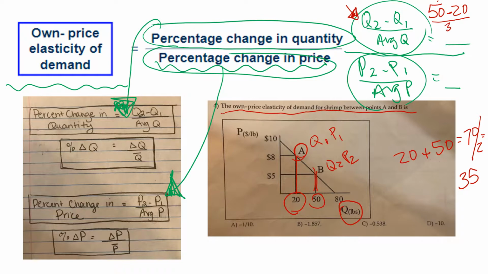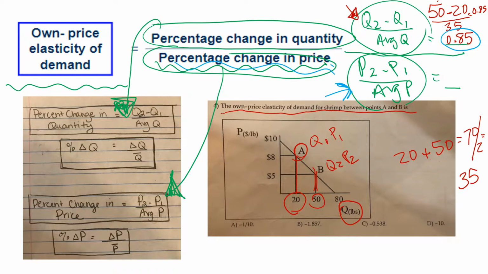So we're going to divide that by 35. I'm going to grab my calculator. I'm going to take 50 minus 20, which is 30, divided by 35, which is 0.85. Okay, so that's the number that I have on top here, 0.85. I'm going to circle that so we know. And then we're going to divide that by whatever the value is for the percent change in price.